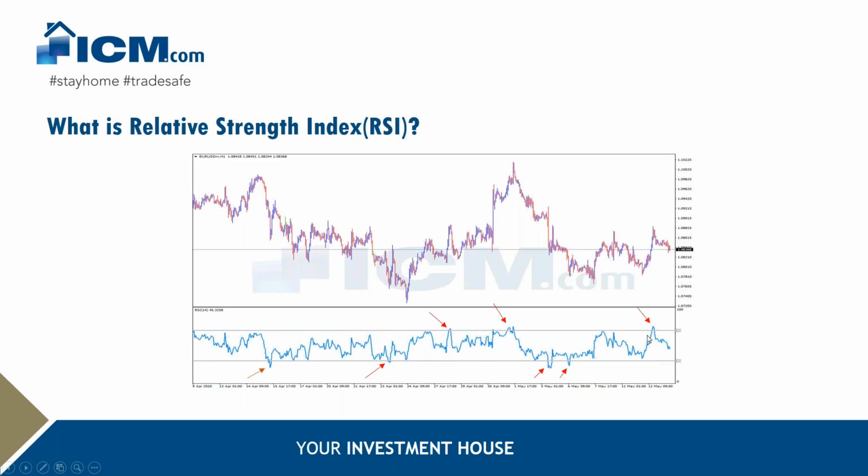You can adjust these levels based on your risk appetite. For example, you consider the price above 70 overbought and below 30 oversold. Or you can take this level to 80. You can also drop the level of the oversold signal to 20. It depends on your understanding and your risk appetite. You can choose the levels that you want.